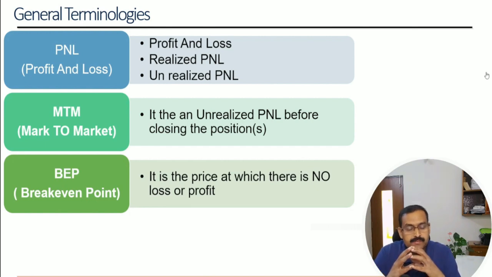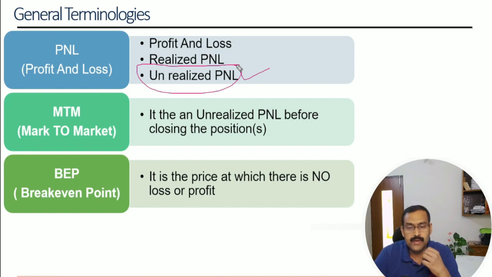Friends, I would like to introduce some of the general terminologies that are used in the trading world, because many people ask this question during my workshops. One is the P&L. P&L is nothing but the profit and loss. So the profit and loss can be a realized profit and loss, or it can be an unrealized profit and loss. The profit or the loss that is shown in your trading system during the life of the trade, that means before closing the trade, is nothing but the unrealized profit and loss.